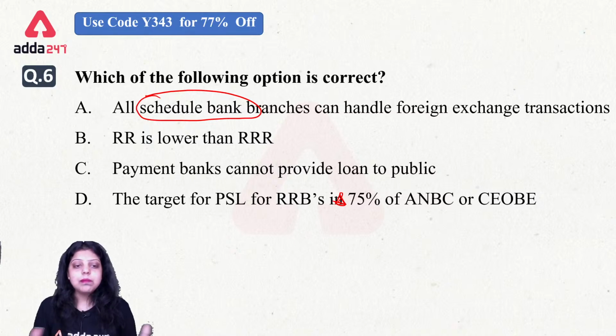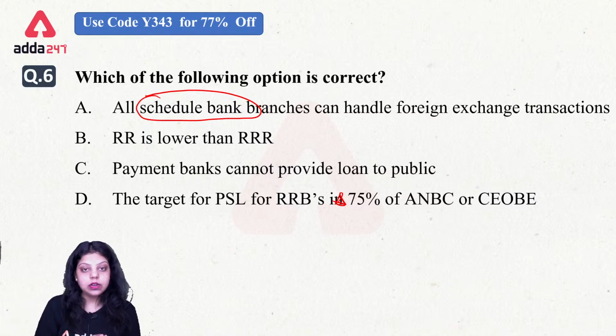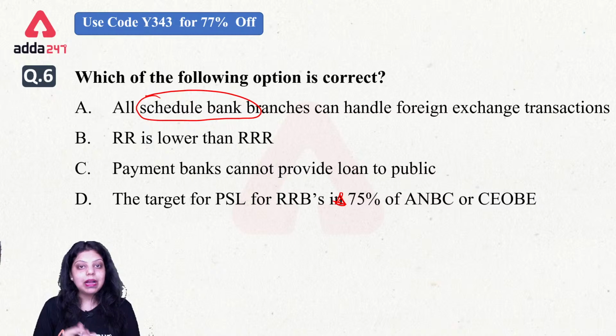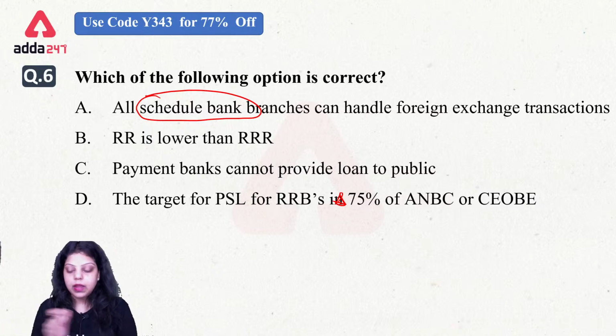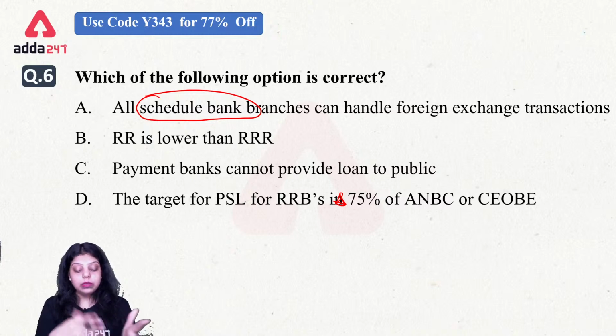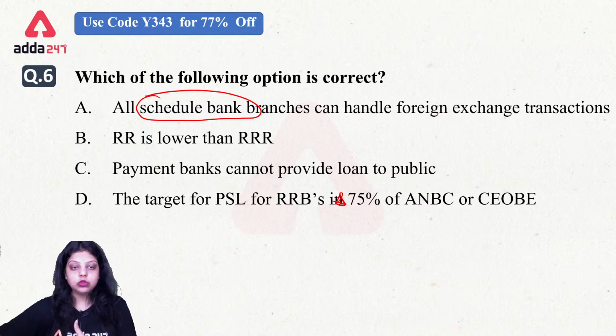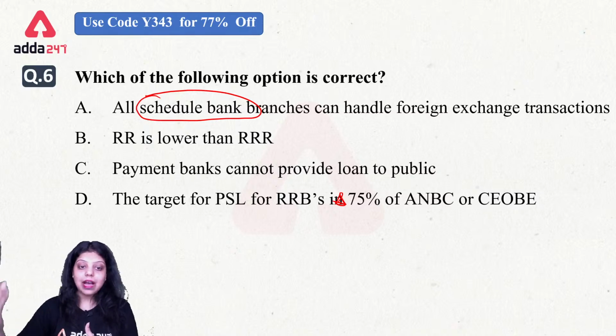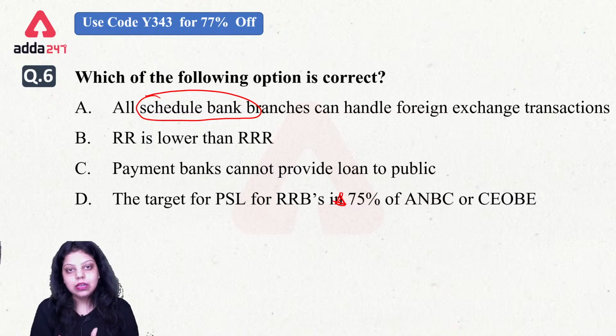It covers every bank except local area banks of our country, because only the local area banks are the type of non-scheduled banks, okay? And there are only 3 local area banks in India. So the first statement will not be right, because non-commercial banks do not perform foreign exchange transactions. So A will not be correct, because RRBs also cannot provide these kinds of services. So A is not the correct statement.